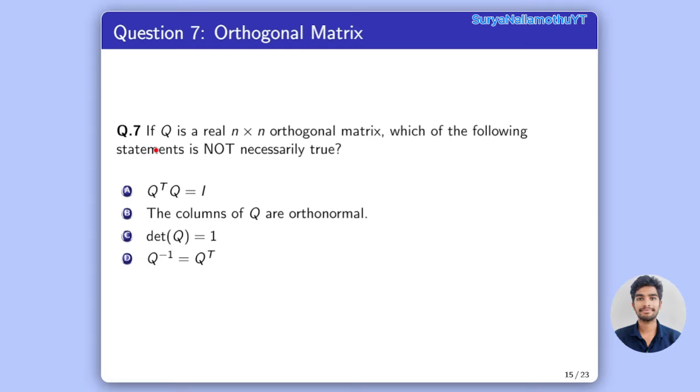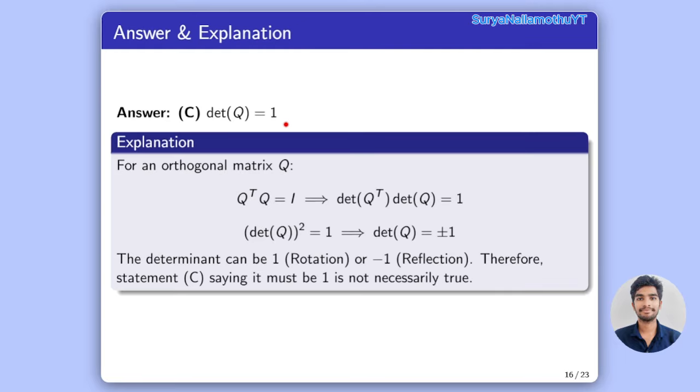Next, if Q is a real n by n orthogonal matrix, which of the following statements is not necessarily true? For an n by n orthogonal matrix, Q transpose Q is equal to I. So I think this condition will be satisfied, and this condition also will be satisfied, because Q inverse is nothing but Q transpose. So I think A and D, these two, will be satisfied, but let me check which one is correct. So the answer is C. Why? Wait a minute.